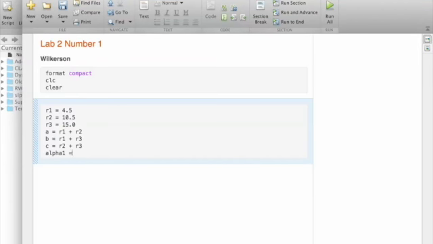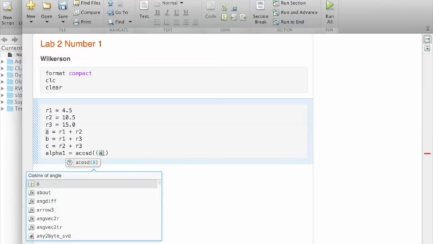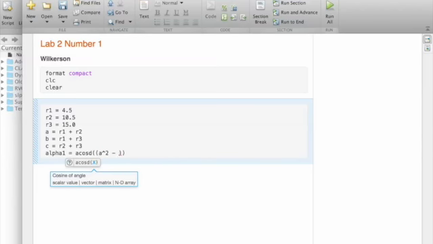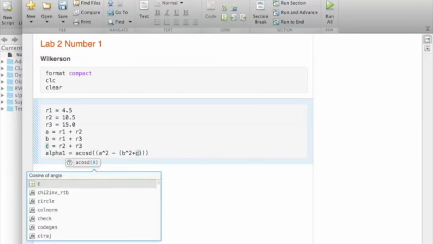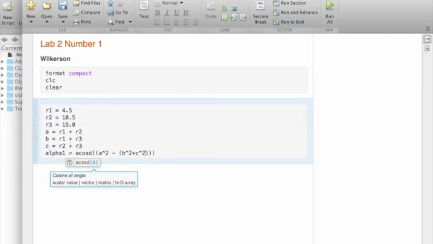ALPHA1 will equal acosd, parenthesis, in accordance with what I had before, A.^2 minus parenthesis B.^2 plus C.^2. Okay, let me put a little white space in here. I like white space. Whoops, no white space there. Right there. And then I'm going to divide that quantity by minus 2 times B times C. Close parentheses. Okay, and let's run this.